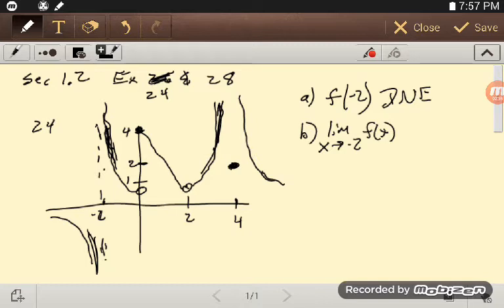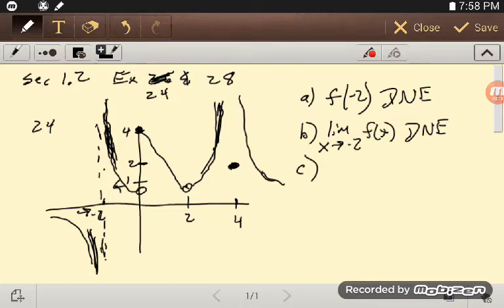But even more so, it's not our idiom of infinity or negative infinity, because as we come in from the right we head up, and as we come in from the left we head down. So this is just does not exist.